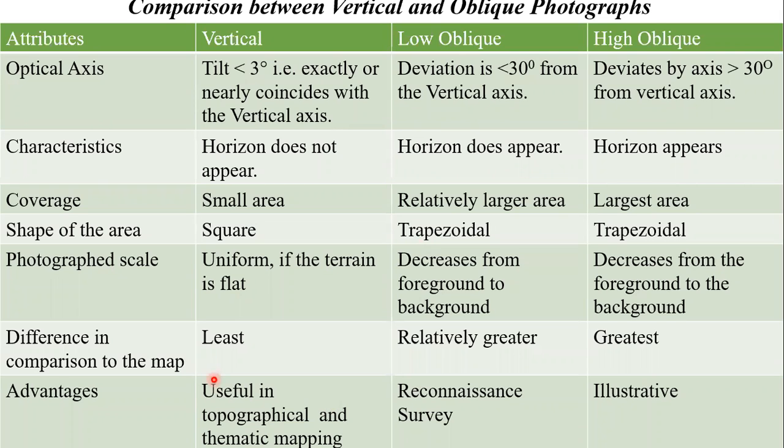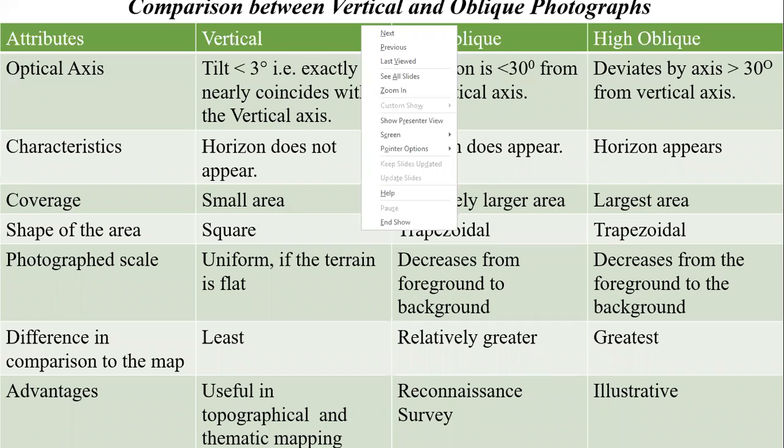So what are the uses? These vertical photographs are used in topographical and thematic maps. Thematic maps, the aim of our map, for example a fertility map. Oblique is used for reconnaissance survey. It's called illustrative purpose. We can use oblique for reconnaissance survey and for other purposes also. So these are just comparisons between the different types of photograph.